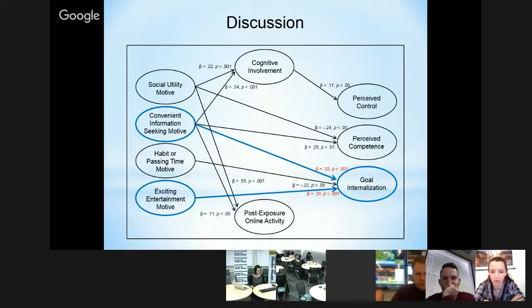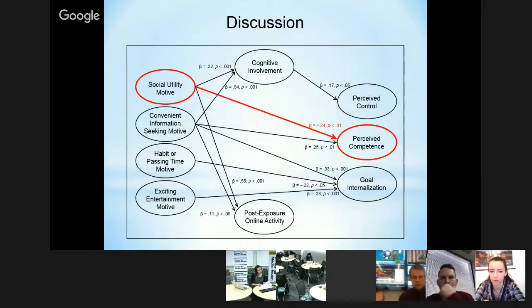Especially given that convenient information-seeking motive and exciting entertainment motive were positively related to goal internalization, the first implication is that video features of health information on YouTube could help users become more interested in good healthcare by enabling them to easily and enjoyably understand the information. Therefore, we recommend health professionals and organizations to actively create health-related content with visual aids on YouTube and share it with users. In doing so, users, especially those with limited health literacy, could feel more motivated for and better pursue the goals of good healthcare through better understanding of important information about their health and healthcare.